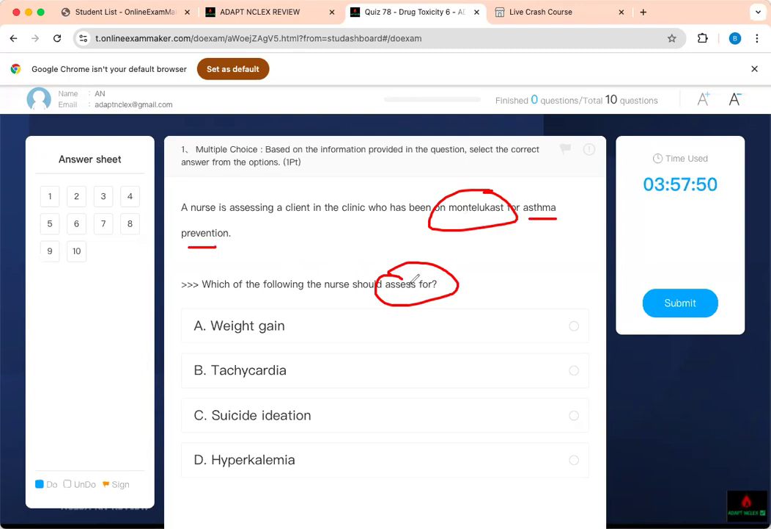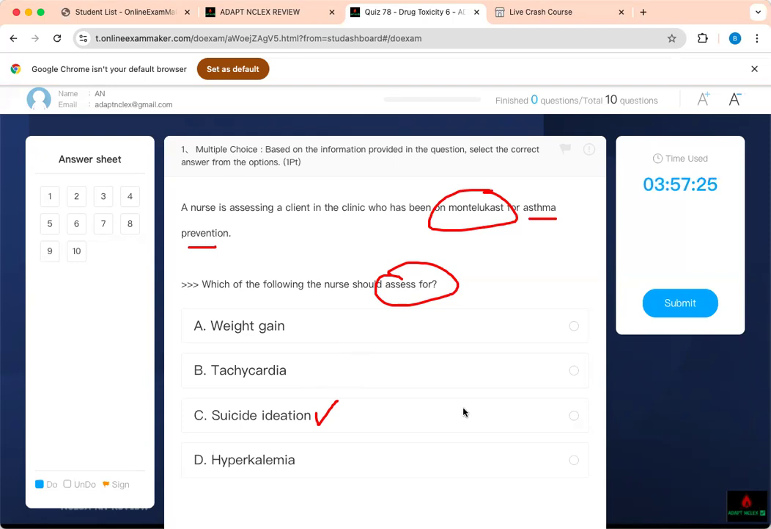In the case, somebody has asthma and is taking Montelukast, a leukotriene medication. These are some of the medications we can use for maintenance. It's not just for acute, but it has certain side effects you should know. One of the major side effects is suicide ideation, so you should monitor these patients when they're taking this medication. It does not affect your weight, tachycardia, or hypokalemia.